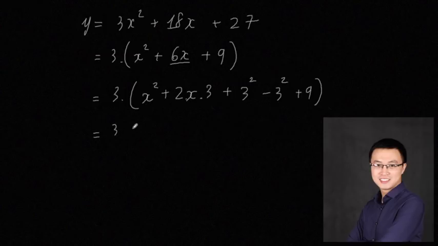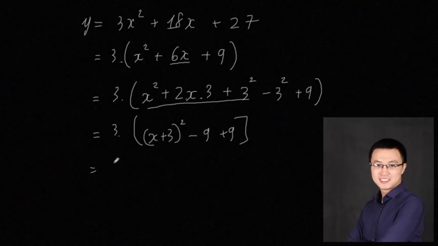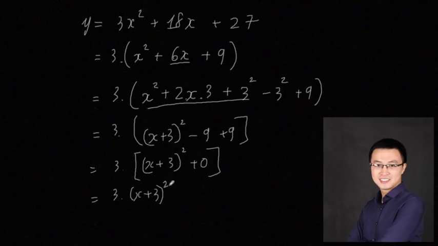Okay. So the first 3 terms inside the bracket you can combine, it is the square of the sum, (x plus 3) squared, and minus 9 and plus 9. So outside of the bracket it is minus 9 plus 9, so it is 0. And when we expand here, we have 3 times (x plus 3) squared because 3 times 0 will be equal to 0. Okay, so here is my result.